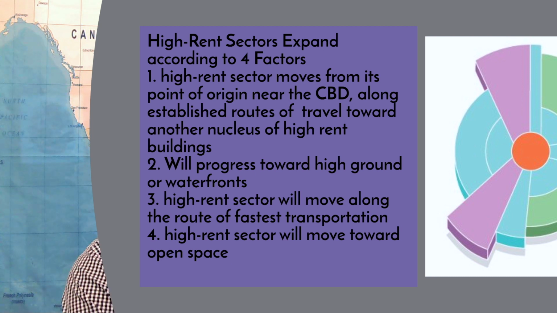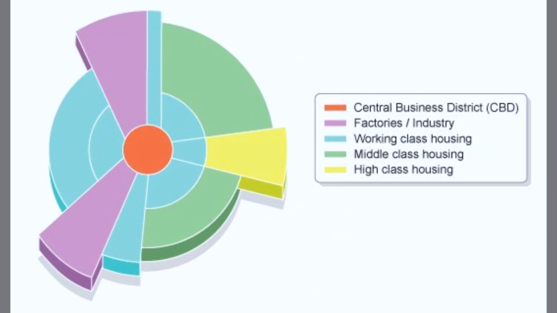It says it progresses towards high ground or waterfronts. So in Charleston, they have King Street that runs from the central business district to the water, and the most expensive houses are on that. The high rent sector moves along the route of fastest transportation, so people pay to make it to work faster, and it moves towards open space. So this is the Hoyt sector model.